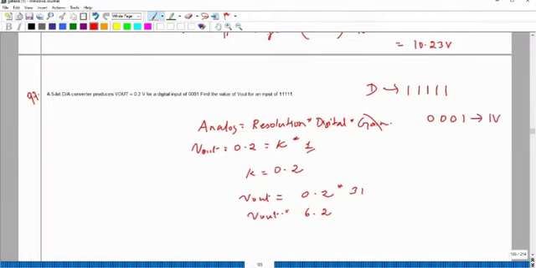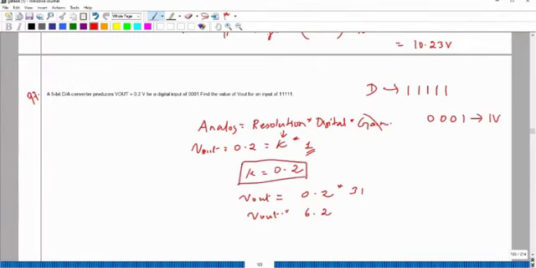So 1 into K. I mentioned resolution as K. So this is your output, right? The output is nothing but the analog voltage, that is 0.2. So from this I can find what K is. K is equal to 0.2.